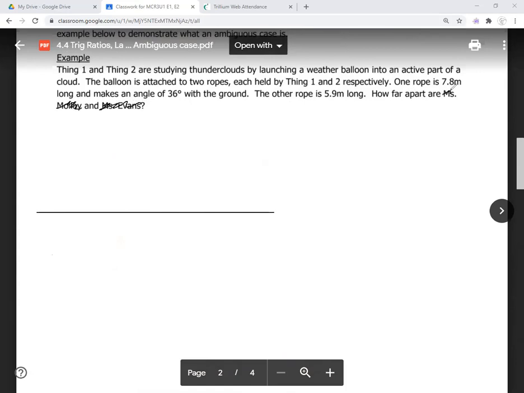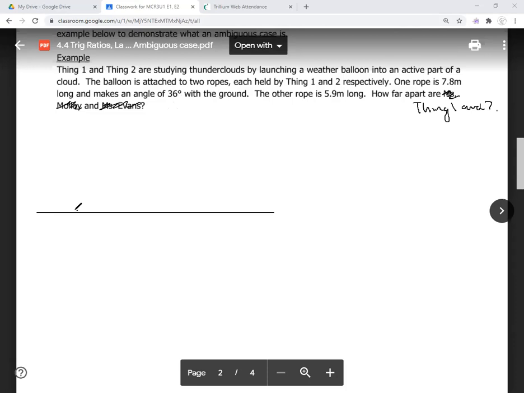Pretend that's thing one. How far apart are thing one and thing two? Okay, let me read. Thing one and thing two are studying thunder clouds by launching a weather balloon into an active part of the cloud. That's an elaborate way of saying there's a balloon in the sky. The balloon is attached to two ropes, each held by thing one and two, respectively. One rope is 7.8 meters and makes an angle of 36 with the ground. The other rope is 5.9 meters long.